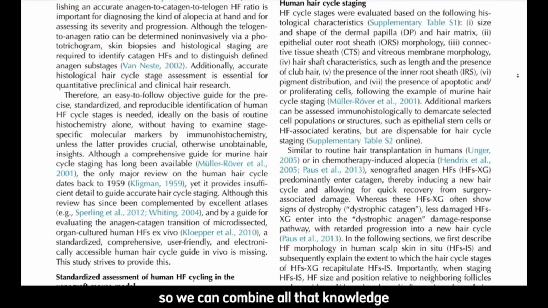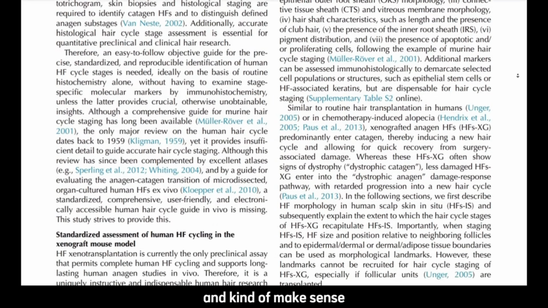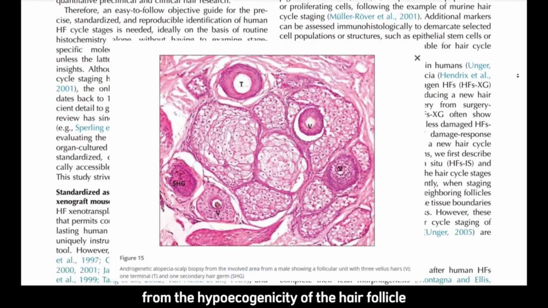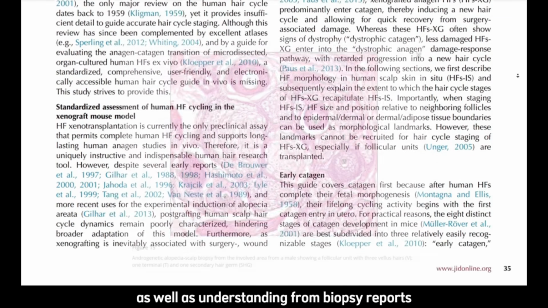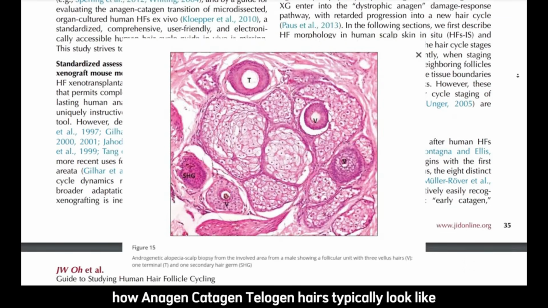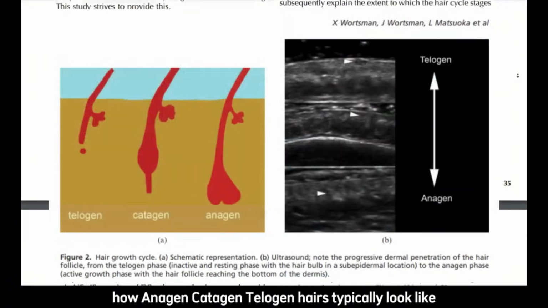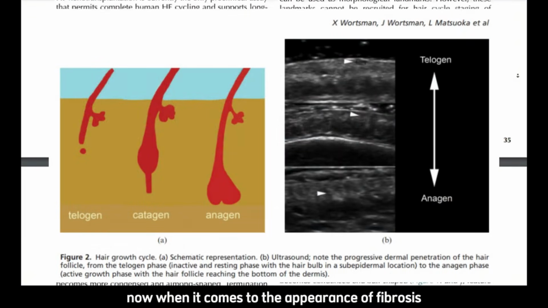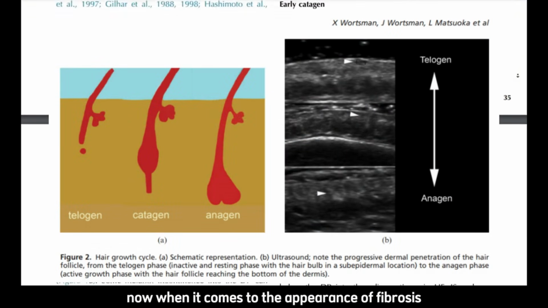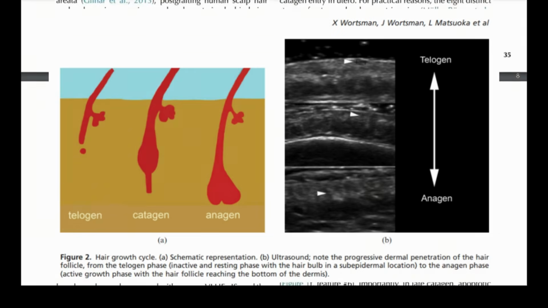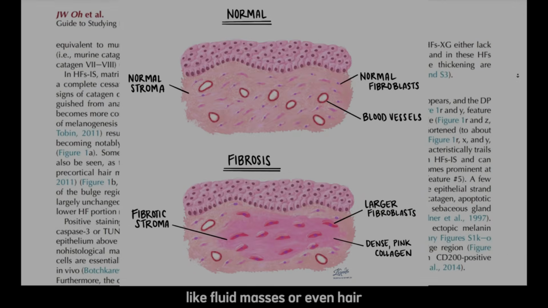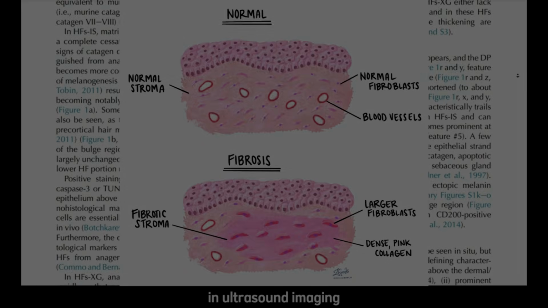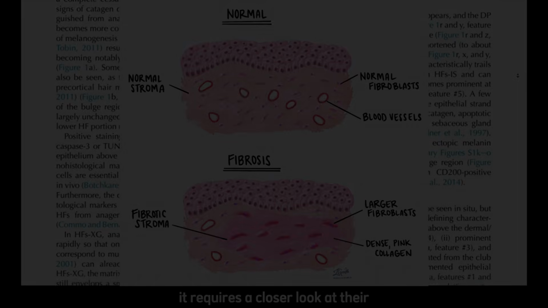So we can combine all that knowledge and make sense from the hypoechogenicity of the hair follicle, as well as understanding from biopsy reports how anagen, catagen, telogen hairs typically look. Now, when it comes to the appearance of fibrosis or scar tissue, and differentiating it from other hypoechoic structures like fluid masses or even hair in ultrasound imaging, it requires a closer look at their respective characteristics and patterns.